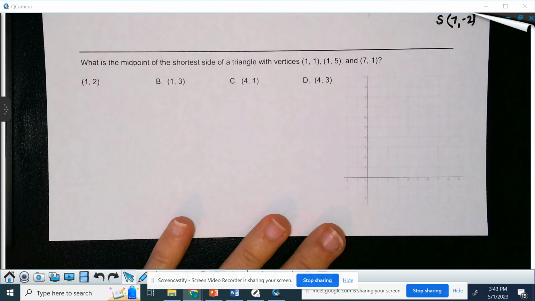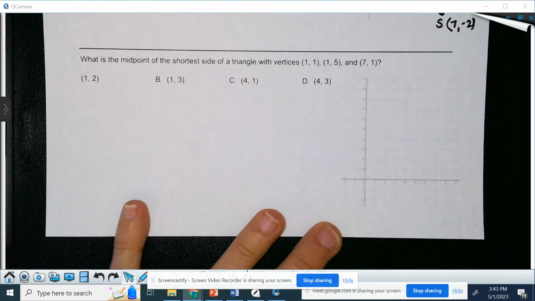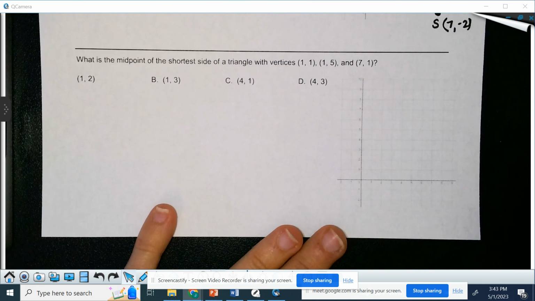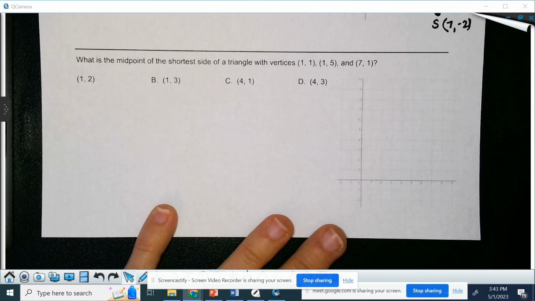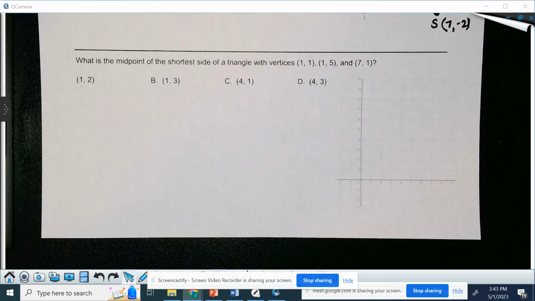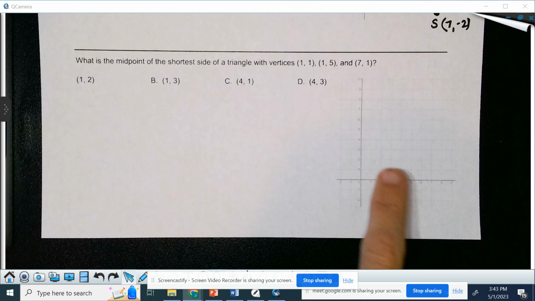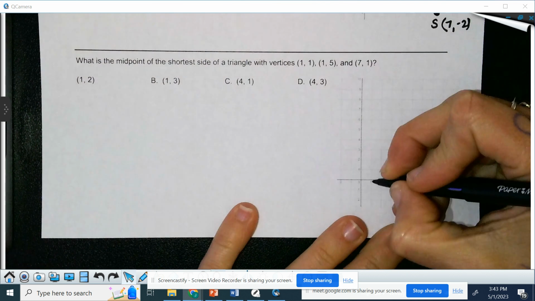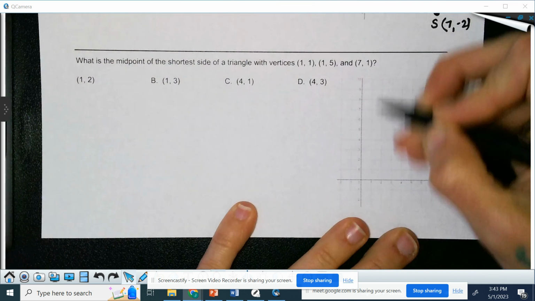What is the midpoint of the shortest side of a triangle? What do you think the first thing you should do is? Yep. Graph the points. And the reason I ask that is because there's not going to be a graph shown. You're going to have to grab your graph paper, or you're going to have to go grab Desmos and do it. Again, with just coordinates, I would use graph paper because you can connect the dots. In Desmos, there's not a way to do that without a lot of work.